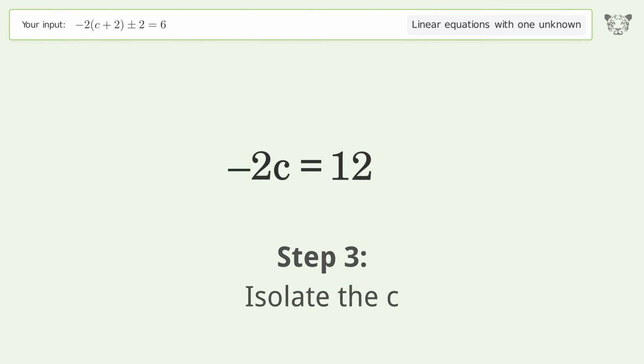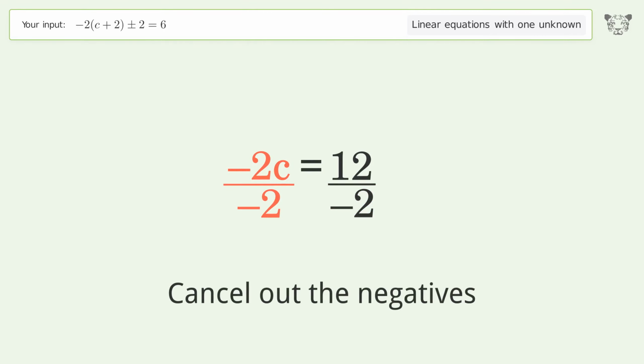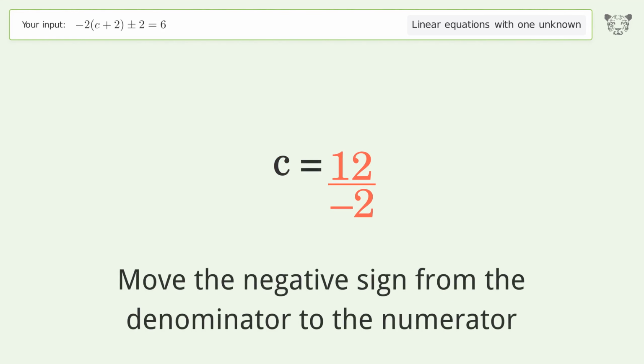Isolate the c. Divide both sides by -2. Cancel out the negatives. Simplify the fraction. Move the negative sign from the denominator to the numerator.